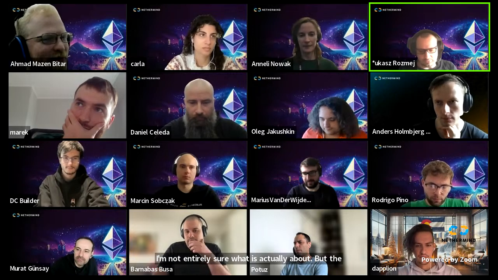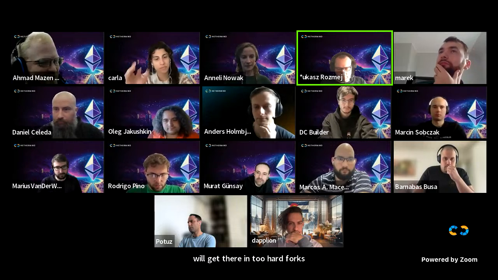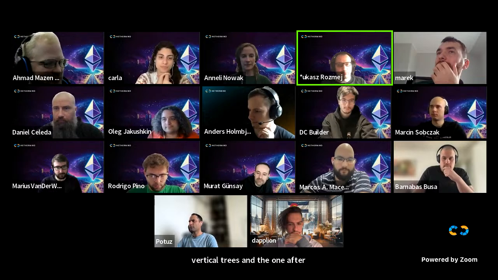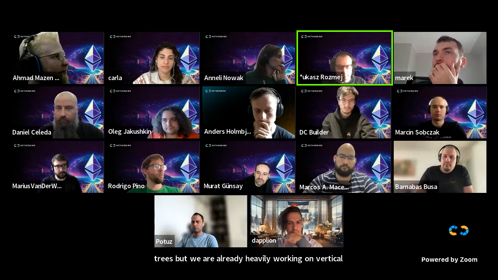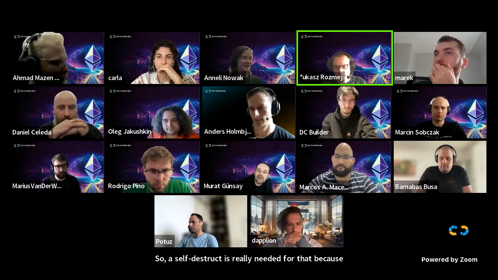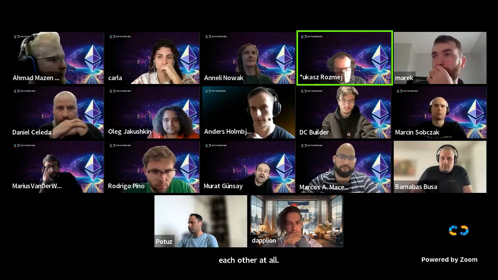That's easy. We want to go to Verkle trees, and we probably will get there in 2 hard forks. That's the current plan: to have the next hard fork without Verkle trees, and the one after that with Verkle trees. But we are already heavily working on Verkle trees, I think all the EL client teams. So self-destruct changes are really needed for that, because Verkle trees and self-destruct are not really liking each other at all. So yeah, that's the plan to get to Verkle trees.